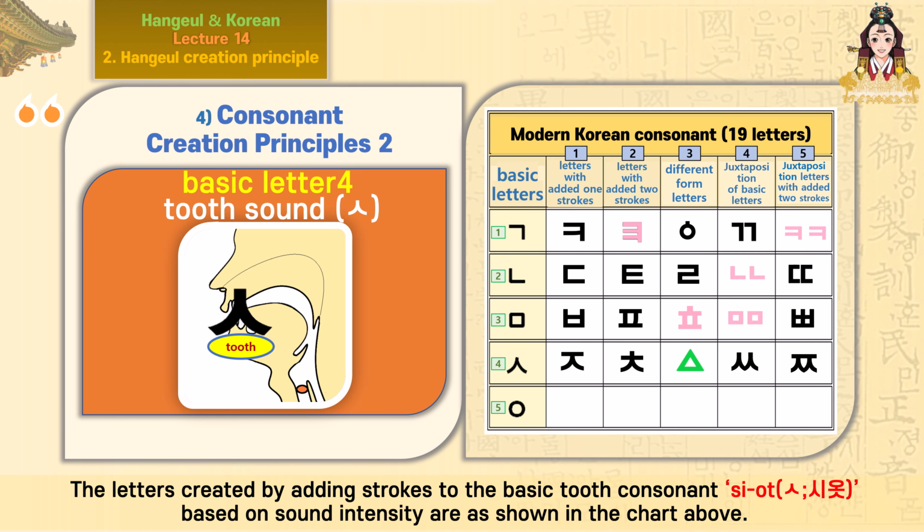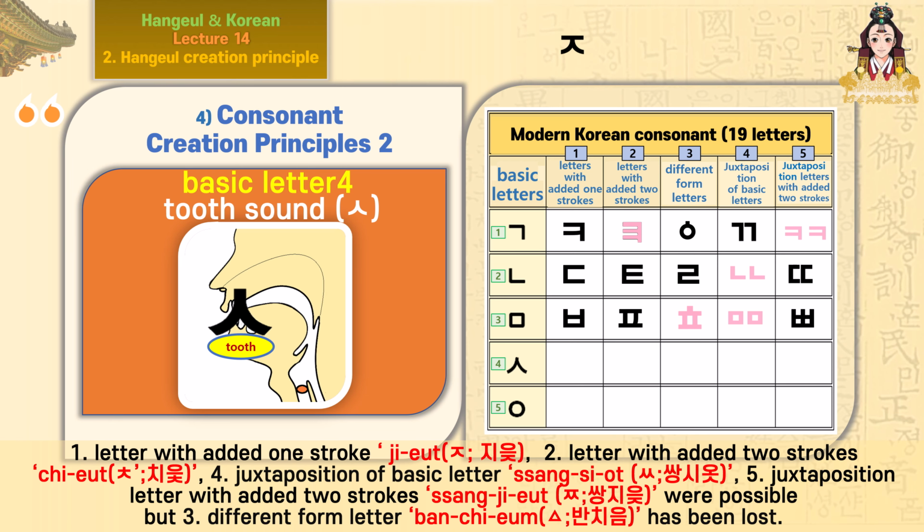The letters created by adding strokes to the basic tooth consonant, siot, based on sound intensity, are as shown in the chart above. 1. Letter with added 1 stroke, jiut. 2. Letter with added 2 strokes, chiut. 4. Juxtaposition of basic letter, sang siot. 5. Juxtaposition letter with added 2 strokes, sang jiut, were possible. But 3. Different form letter, Byungseo, has been lost.